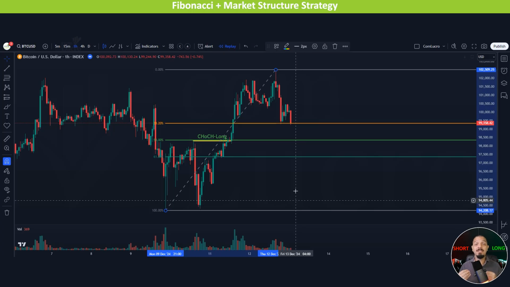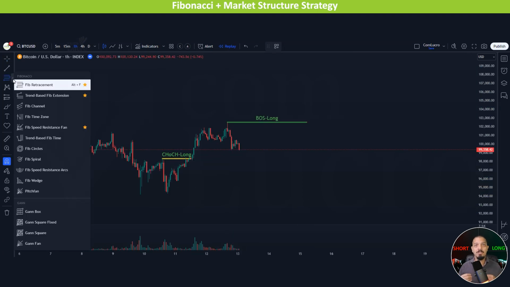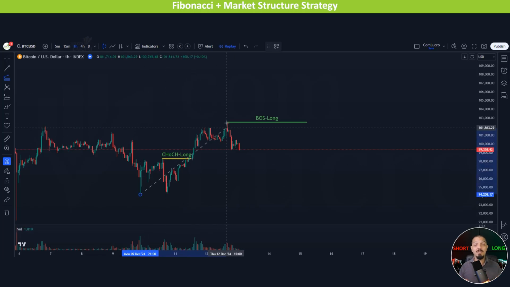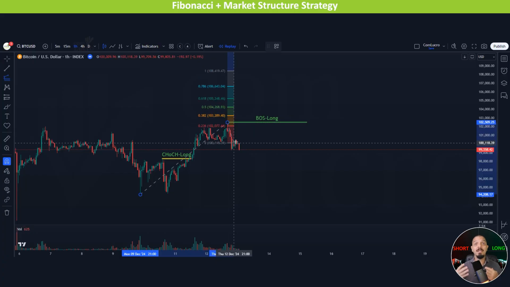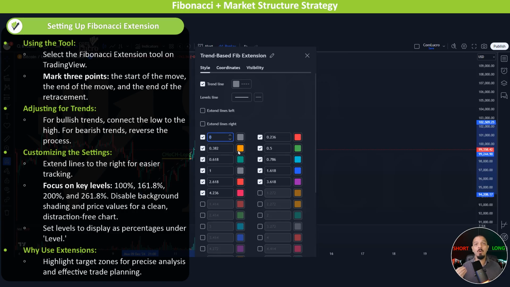Next, let's dive into setting up your Fibonacci extension tool for precise and effective analysis in TradingView. To set them up, select the Fibonacci extension tool and mark the 3 points: the start of the move, the end of the move, and the end of the retracement level. For bullish trends, go from the low to the high, and for bearish trends, reverse the process. Once drawn, open the settings and adjust them for clarity.